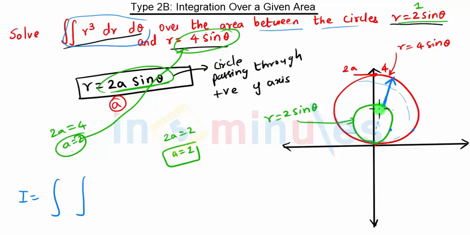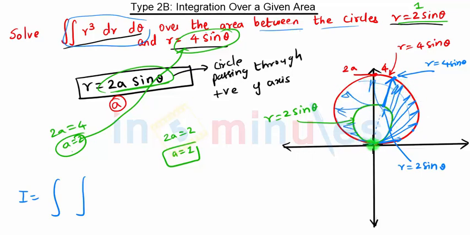So what is the lower end of this strip? The lower end of this strip is on this circle whose equation is r equal to 2 sin theta, and the upper end of this strip is on r equal to 4 sin theta. So we have considered our strip. Now we have to rotate this strip so that the entire region is covered. So we will rotate this strip starting from this point, in this way, only till this point. So we are rotating from this point to this point.